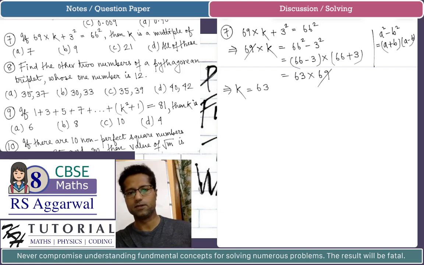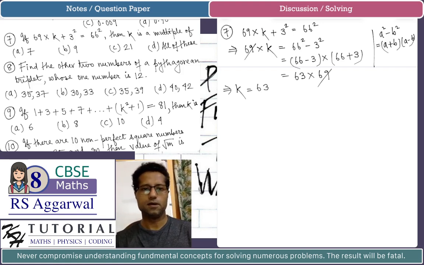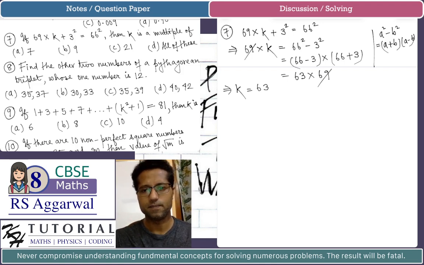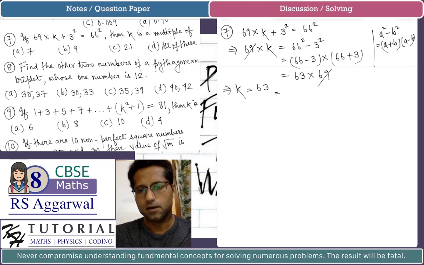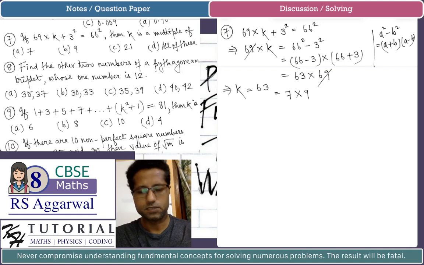Now we have to see, among the given choices, which one is a factor of k. That is, the question is, k is a multiple of which of the given choices. So we clearly see that 63 we can write as 7 into 9.